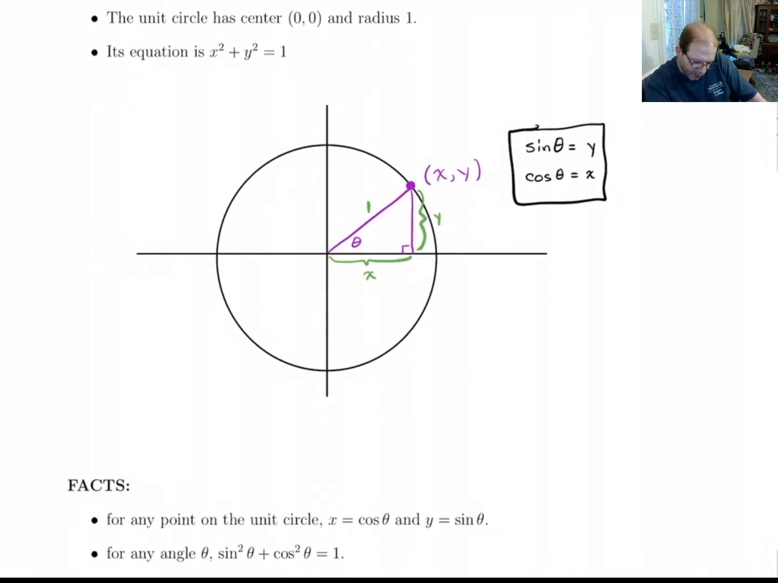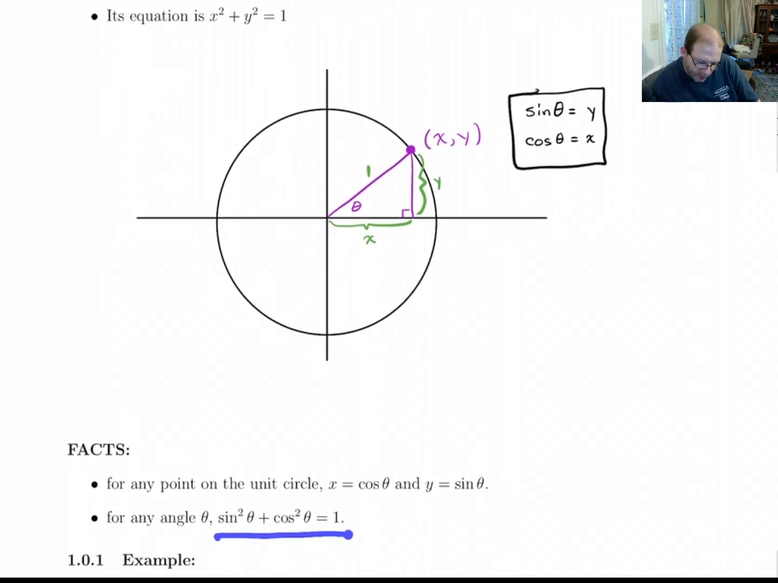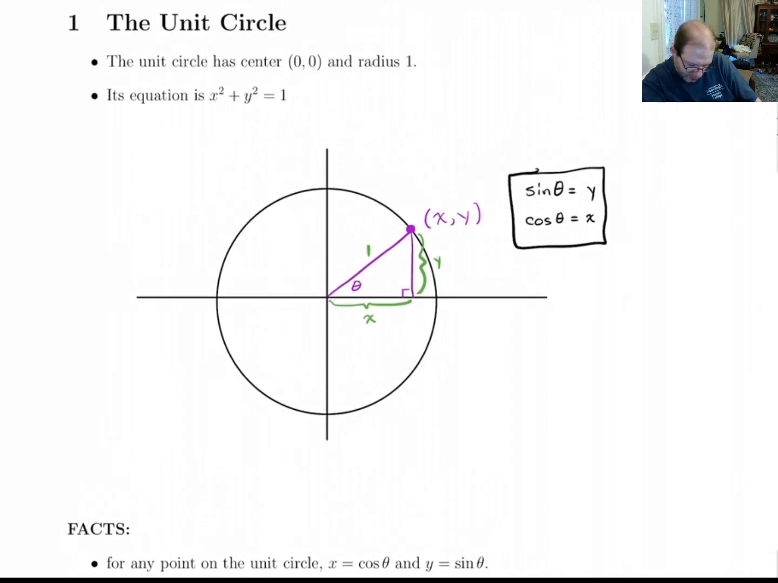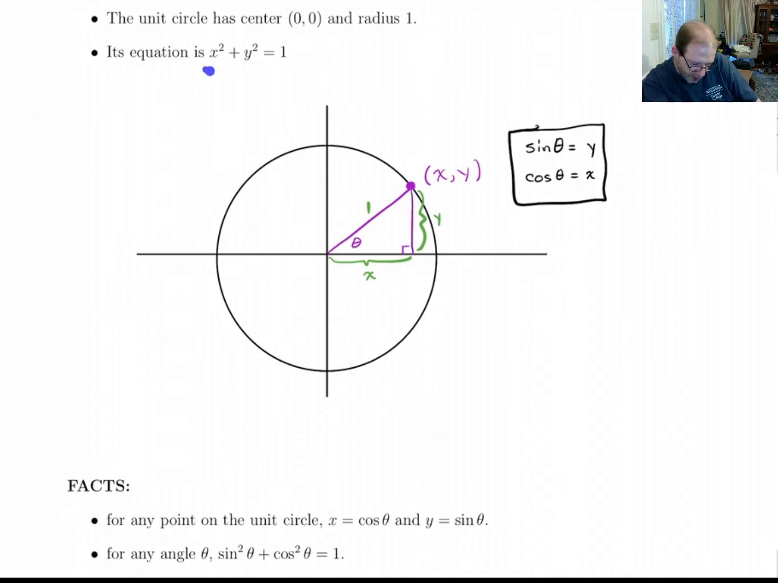So a couple of facts about points on the unit circle. This says for any point on the unit circle, x is cosine theta and y is sine theta. And also for any angle, sine squared theta plus cosine squared theta is 1. That comes from the Pythagorean theorem on this triangle. It also comes from some simple substitutions. If you take this equation up here of the unit circle, and you replace x with cosine theta, and you replace y with sine theta, then you get sine squared theta plus cosine squared theta is 1.